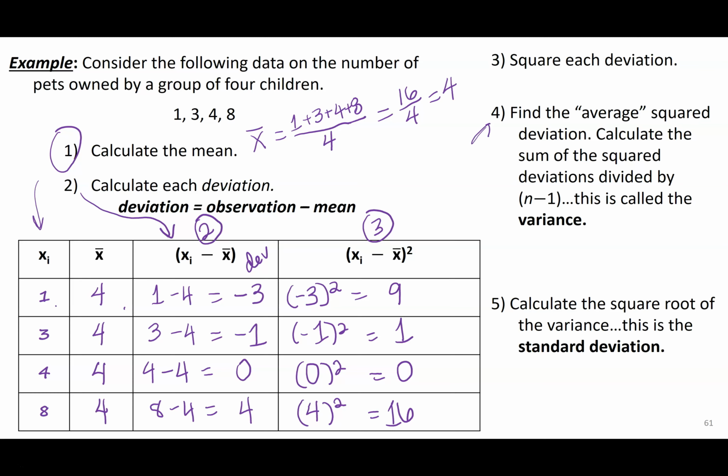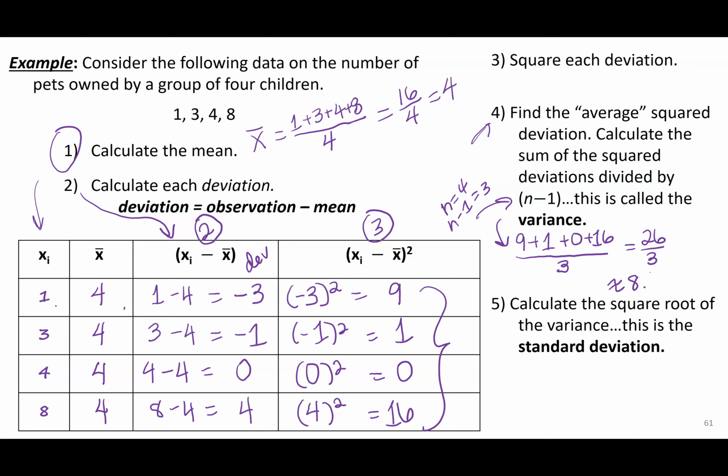Step 4, we're going to find the average by adding all of these values and dividing by n minus 1. So n is equal to 4, so n minus 1 is equal to 3. So this step is going to look like 9 plus 1 plus 0 plus 16, divided by 3. Going to get something like 26 divided by 3. It's about 8.667 pets.